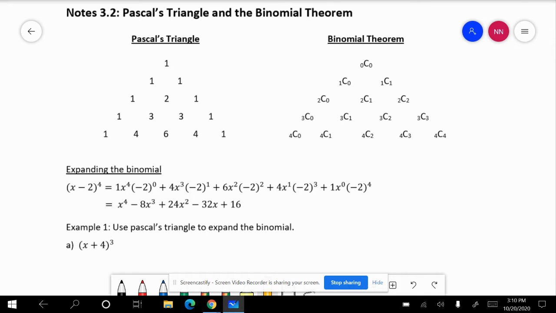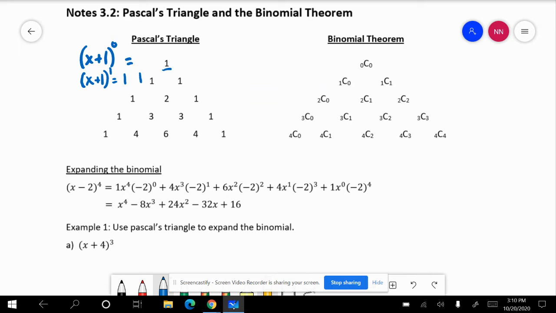We're going to be looking at Pascal's triangle and the binomial theorem. With Pascal's triangle, what we notice is that there's a pattern, and this pattern describes the multiplying of binomials. So when we have a binomial, x plus 1 to the 0, it gives us a coefficient of 1. When we have x plus 1 raised to the 1, it gives us coefficients of 1 and 1.